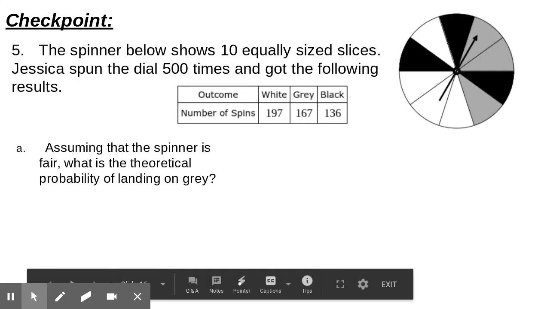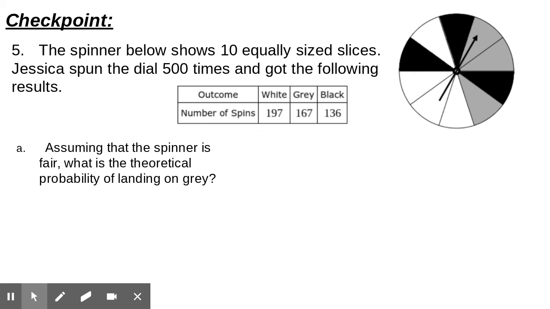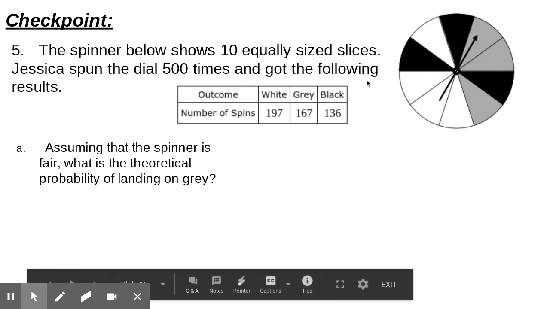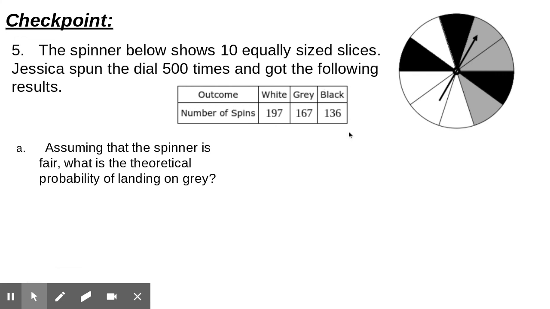Okay, now here's another one. Last one here. A spinner below shows 10 equally sized slices. Jessica spun the dial 500 times and got the following results. Okay, here are her results. Assuming that the spinner is fair, what is the theoretical probability of landing on gray? Now, this is talking theoretical. Should I use the results of my experiment from the table, or should I use the spinner? Theoretical means I should use my spinner. I don't look at the table yet.